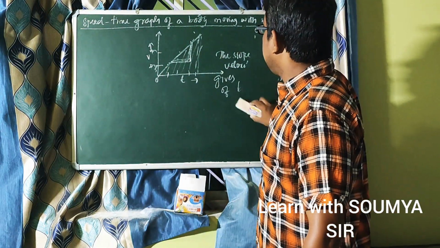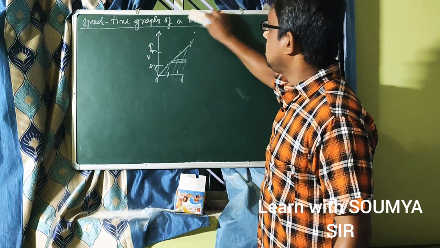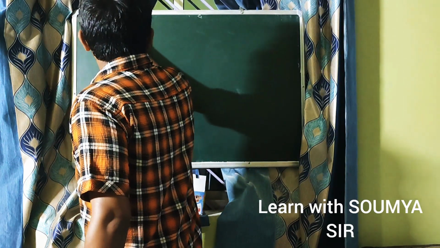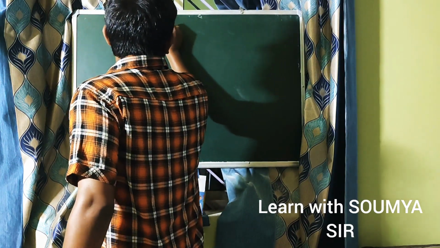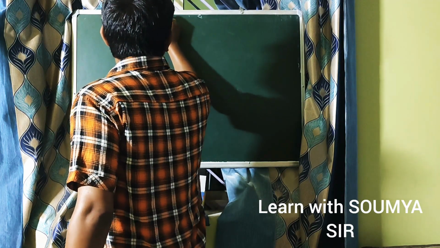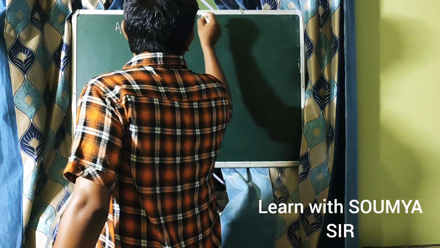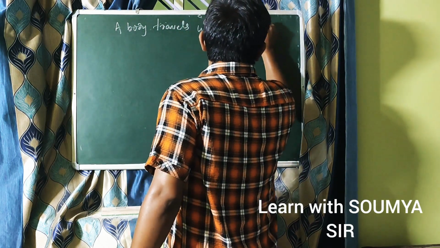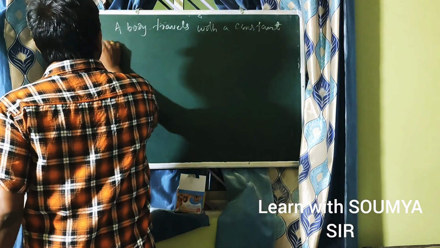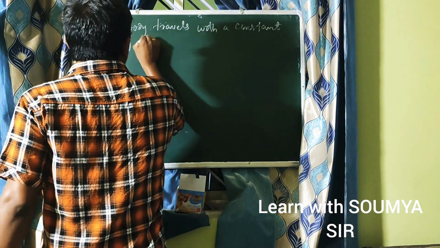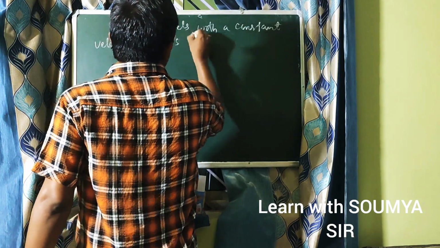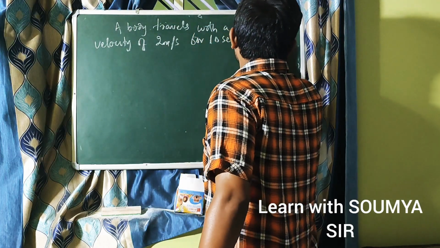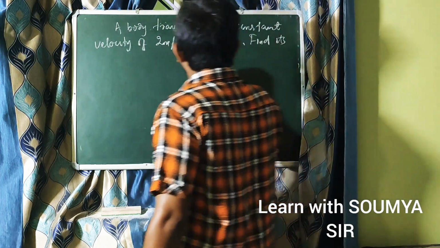Now, students get confused in one question. The question is like this: a body travels with a constant speed or constant velocity of 2 meter per second for 10 seconds. Find its acceleration.